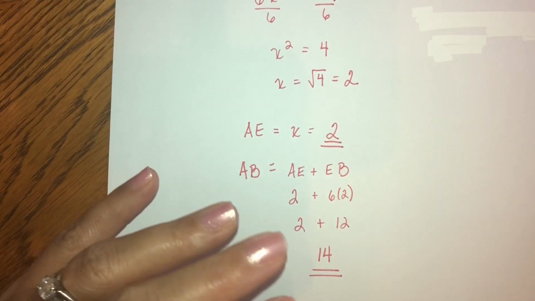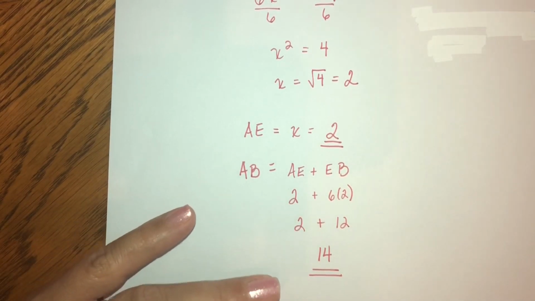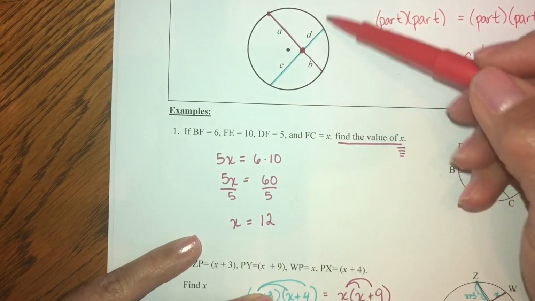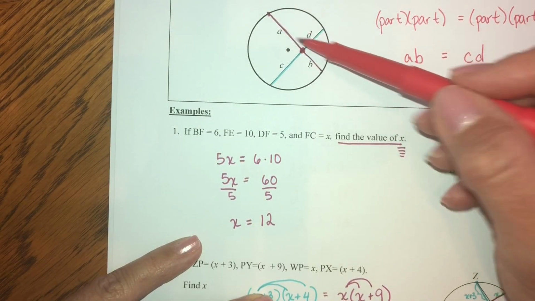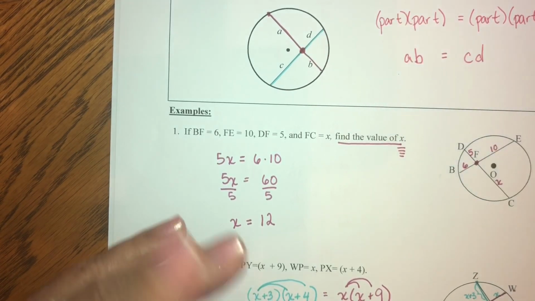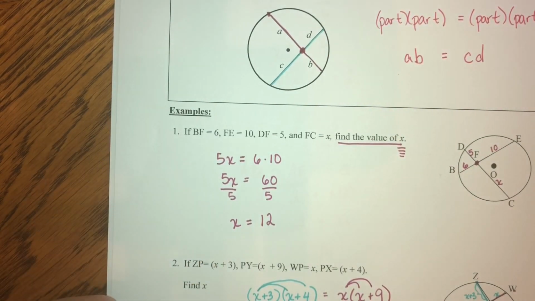And that's the whole lesson. All we had to do today was learn this one basic little fact about when two chords are crossing in a circle, that the product of the parts of one is equal to the product of the parts of the other. You saw a couple of practice problems here with that, and there'll be a few more on the homework sheet.